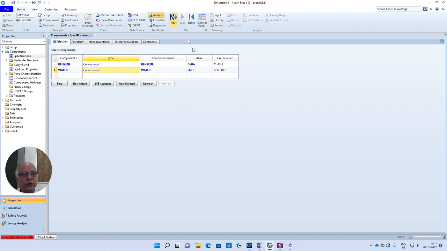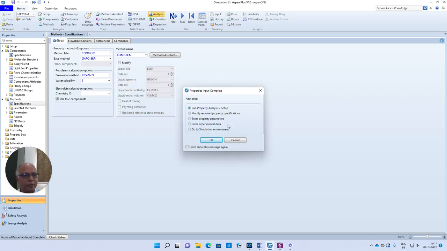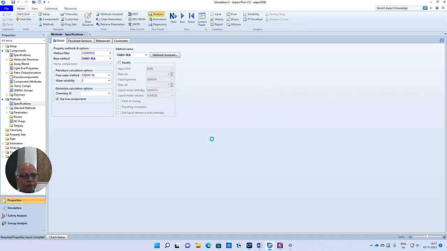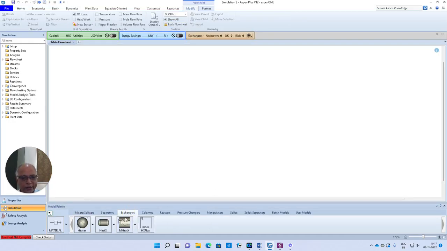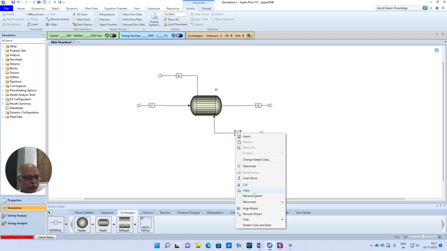Having defined these components, you can go to the property selection method, choose a property, go to the next step and choose the simulation environment. So let me take a heat exchanger. The heater model will not be able to identify the other things like the utility, so you need to use an exchanger model for solving this problem. Let's say this is your process fluid, cold fluid, sorry. This is your hot fluid. In our case, the hot fluid happened to be benzene.